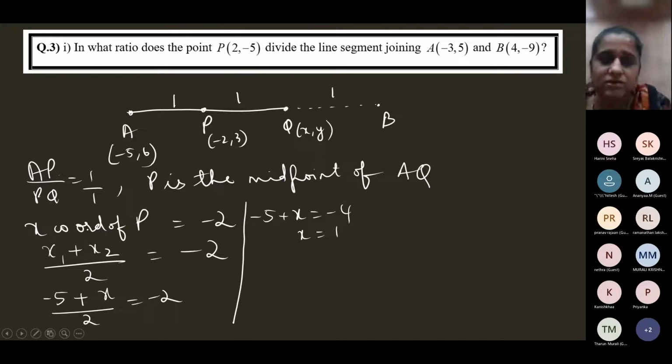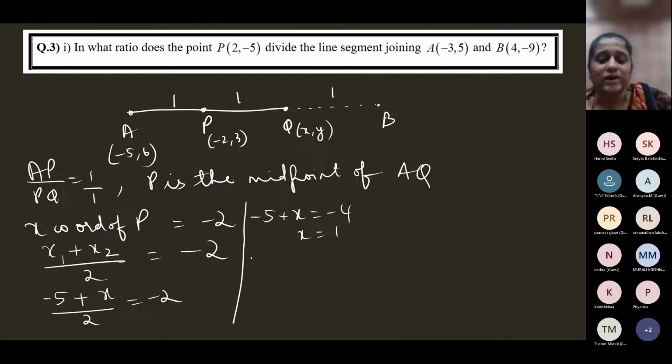See, what I've written is that the midpoint formula is used to find the x coordinate and the y coordinate of the midpoint of that line segment. AQ is the line segment. P is the midpoint of AQ. So we can find the coordinates of P. Now the x coordinate of P, we already know is -2. But how do you find it? (x1 + x2)/2 is equal to -2. The endpoints are A and Q. x1 is -5, x2 is x, by 2 is equal to -2. On working this, you get x equal to 1.